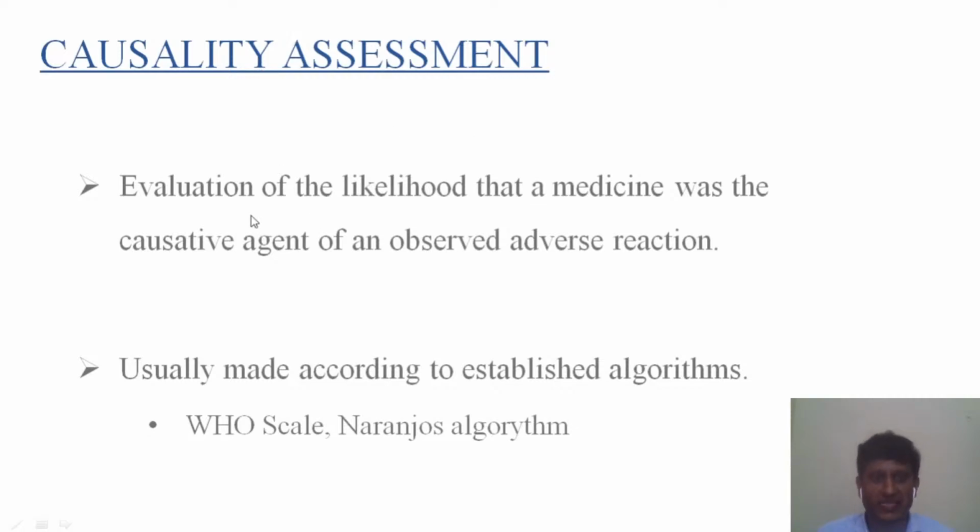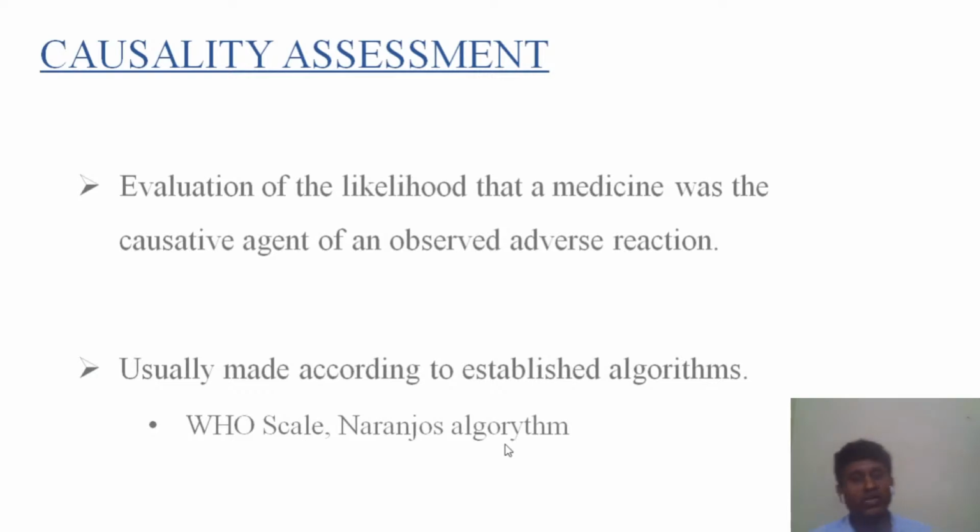Causality assessment is the evaluation of the likelihood that a medicine was the causative agent of an observed adverse reaction. So we have the drug here, we have the reaction, and we need to assess the possibility that this particular reaction is because of the drug. For that, we have some established algorithms given by international regulatory bodies. One is the World Health Organization scale, and the other one is Naranjo's algorithm. These are the common ones which are used, but there are many. CBRT scores can also be assessed.